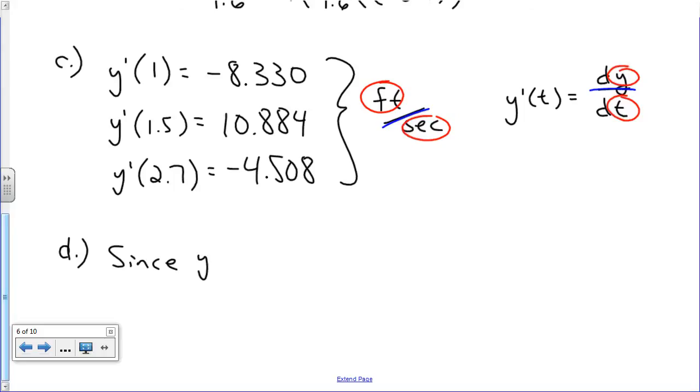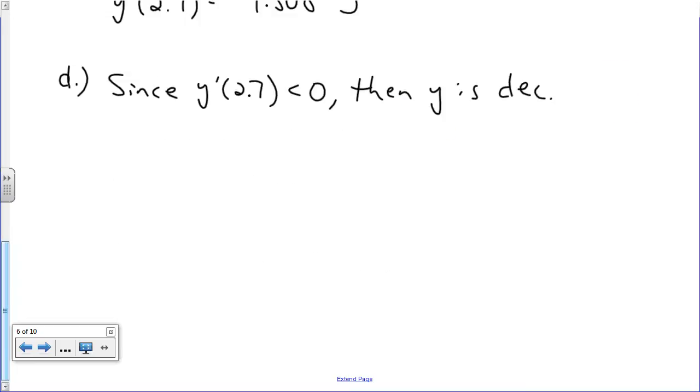Since y prime at 2.7 is less than 0, then y is decreasing. Now it still doesn't tell me which direction the mass is going. That's the question. They didn't ask whether y is increasing or decreasing. They said, is the mass moving up or down? So you have to look at how they've measured y here. So I'm going to roughly sketch this picture that they gave you in the book. You've got this spring hanging from the ceiling attached to this mass here. And they said that we're measuring y as this distance right here, the distance from the ceiling.